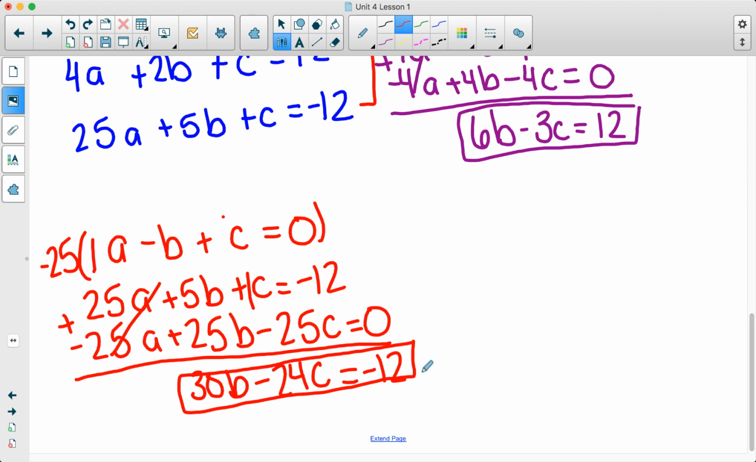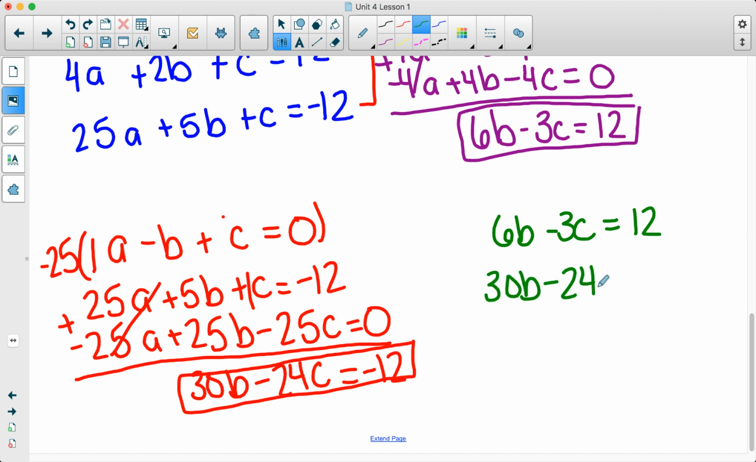All right, we're almost done with the worst of it. So I'm going to take these two new equations that I just came up with that don't have a's in them, and I'm going to put them together. And again, feel free to pause this video at any point if I'm going too fast. Just trying to get through it. All right, so I have my two new equations here.